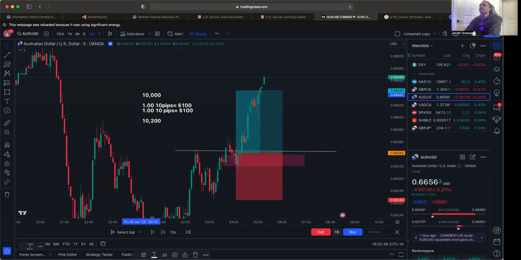Now after this, since you have $200, you can risk $200 to make another $200. All right, so 2.00, 10 pips equals $200. And now you're at 10,400. All right.